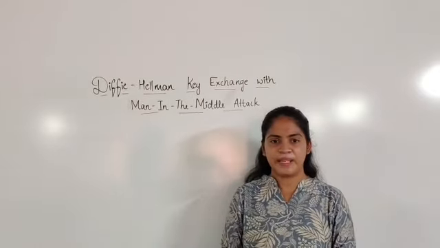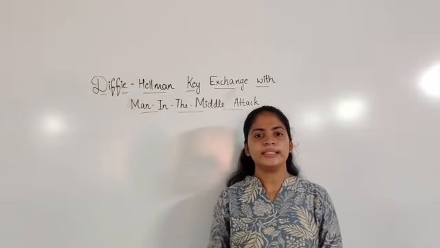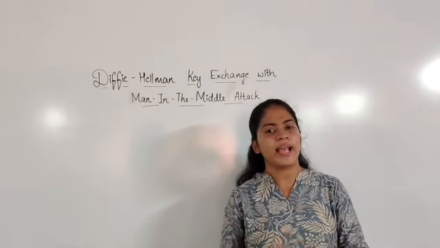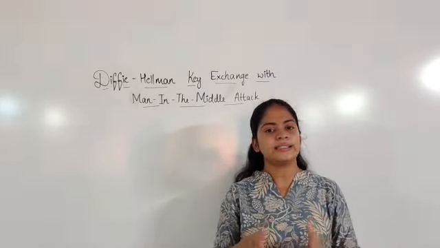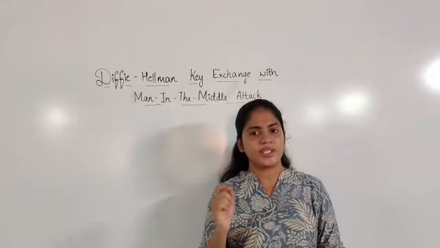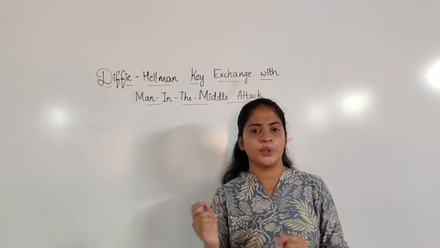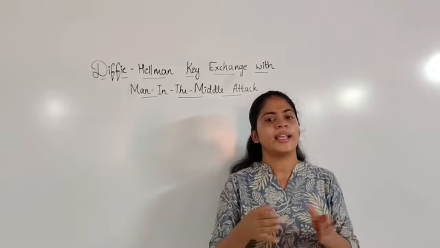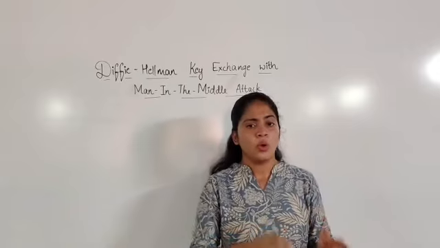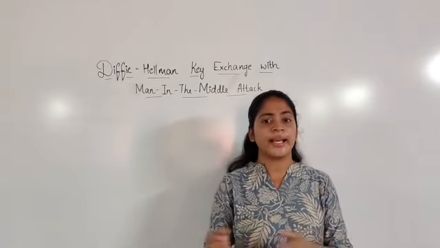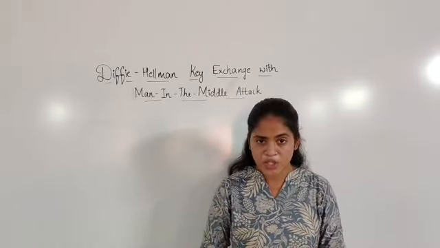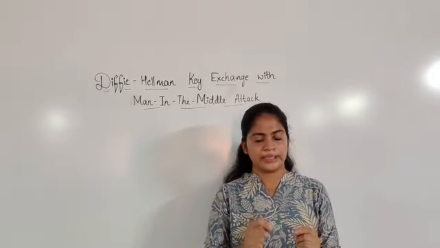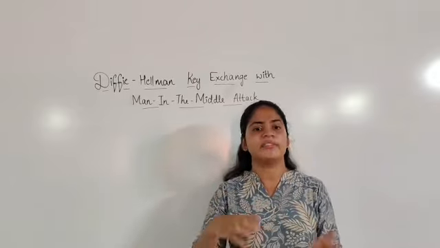Now, I will explain the man-in-the-middle attack. In this attack, a third person named Dart intercepts the communication between Alice and Bob. When Alice sends her public key, Dart captures it and sends her own fake key to Bob. Similarly, Dart sends another fake key to Alice instead of Bob's key. So, both Alice and Bob think they are communicating with each other, but actually they are communicating with Dart. Dart creates two separate keys, one with Alice and another with Bob.